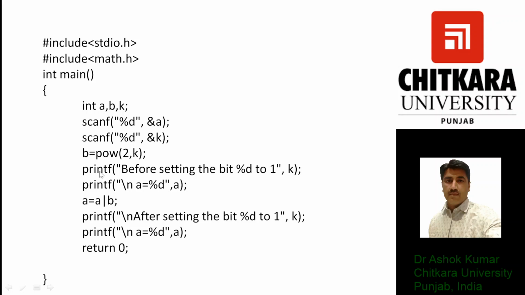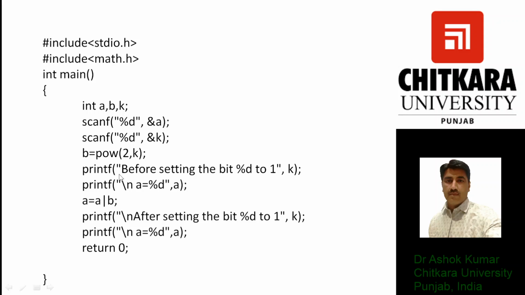So the next two printf statements will print before setting the 4th bit to 1. We are assuming over here the value of k is 4. The value of a is, let's say, 13. So you will get 13 over here.